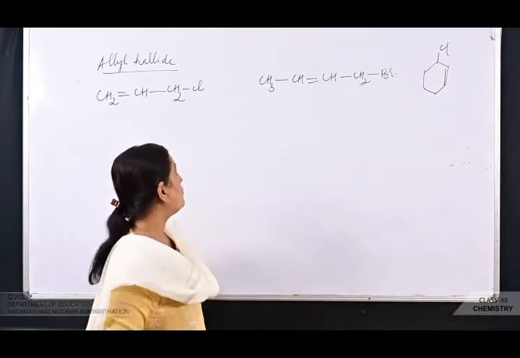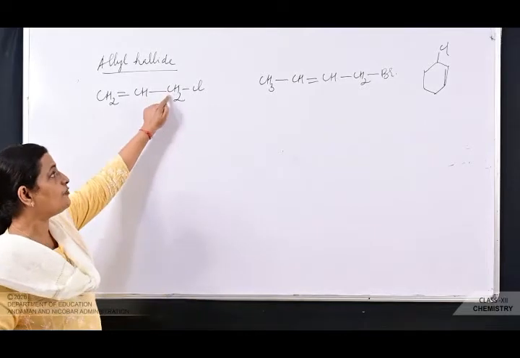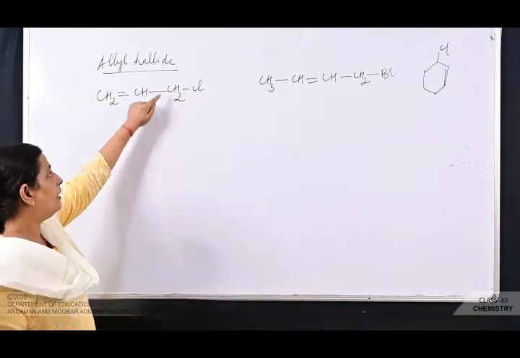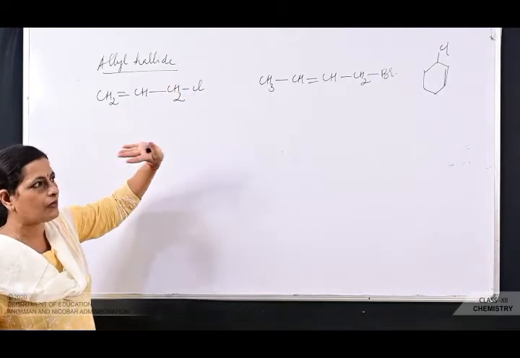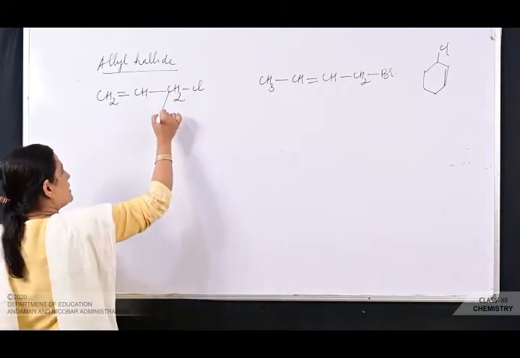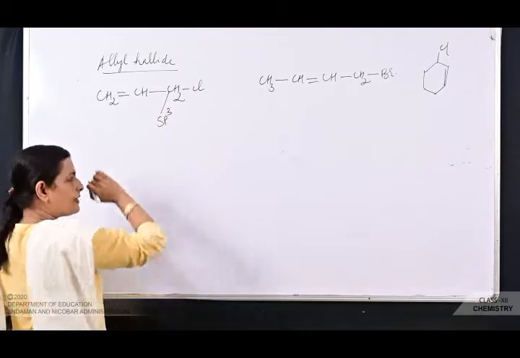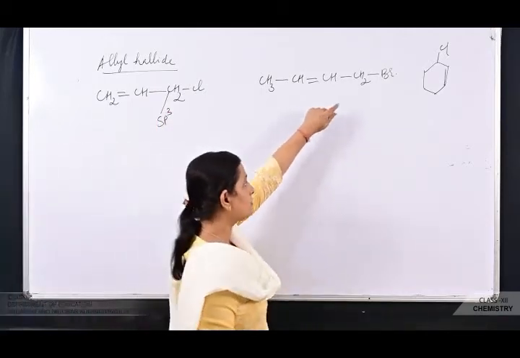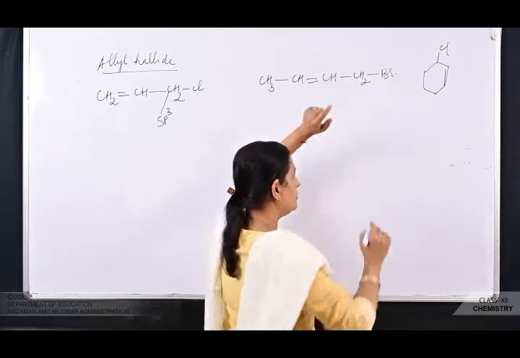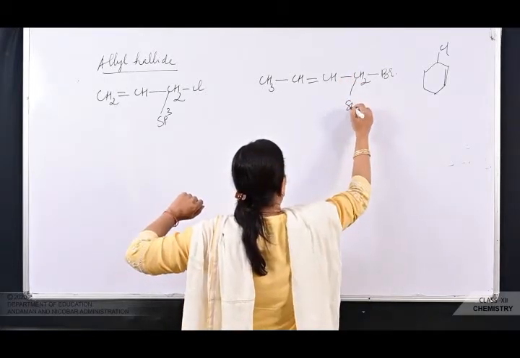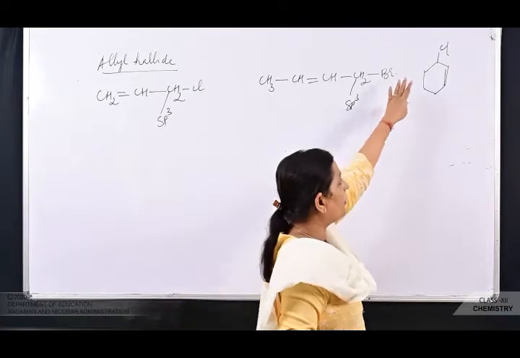Now you just tell me, what is the hybridization of the carbon in which the halogen is attached? Here how many sigma bonds? 1, 2 and 2 hydrogen atoms. Total how many sigma bonds? 4 sigma bonds. So it's in which hybridization? sp3. Now you see this one also. How many sigma bonds? 2 hydrogen, 2 sigma bonds, and here also 2. So again it's in which hybridization? sp3.